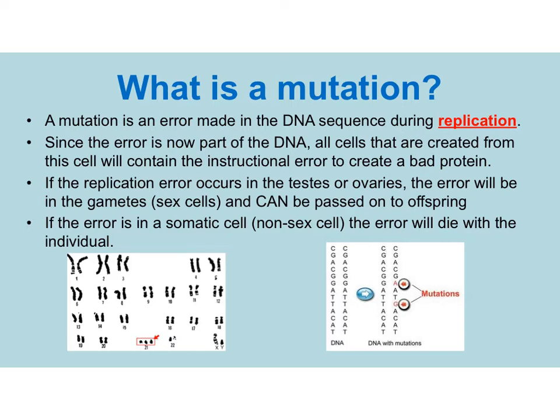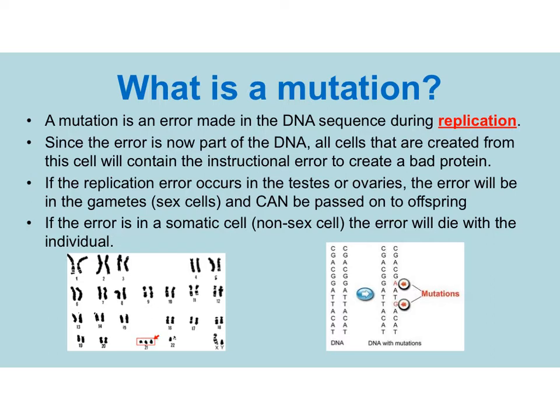Now, if the replication error occurs in the testes or the ovaries, the error will be in your gametes, in your sperm and your eggs. And then this can be passed on to your offspring. So that's what we call genetic diseases or hereditary diseases. Not all diseases are like that. You don't pass on all of your hereditary diseases in your sex cells.